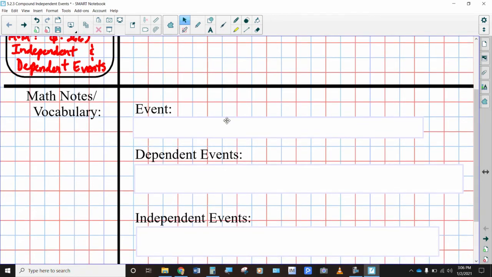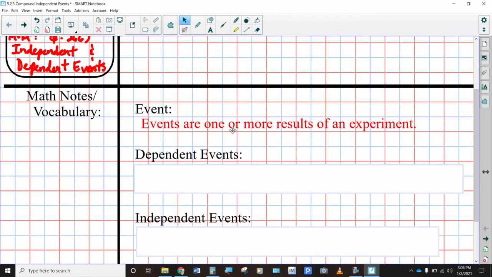First of all, we need to know what an event is. So let's refresh our memories. An event or events are one or more results of an experiment. So like when you roll the die, that's an event. Okay, if you were to roll two different die, like one person rolls one and another person rolls another, each one of those are events every time you roll the die.